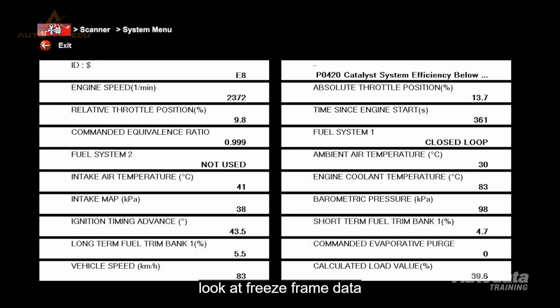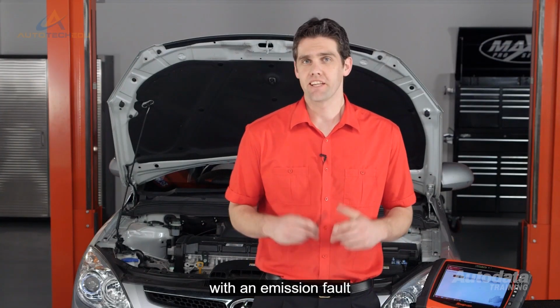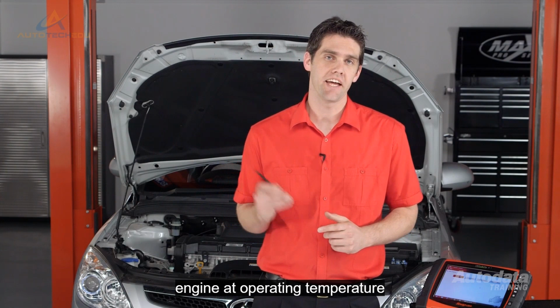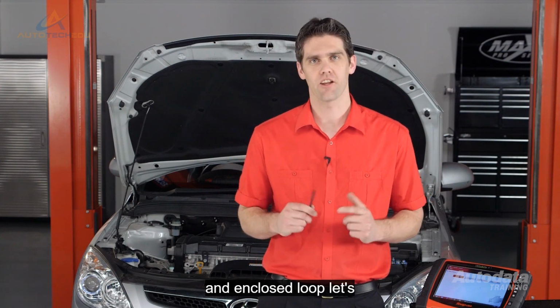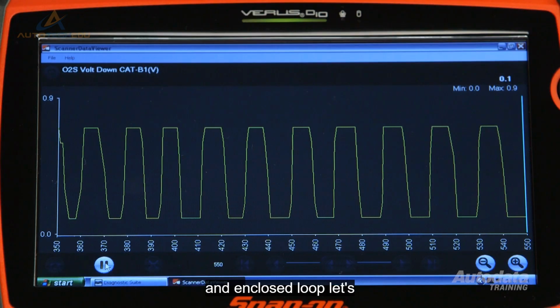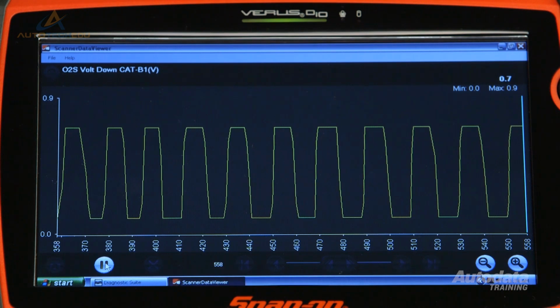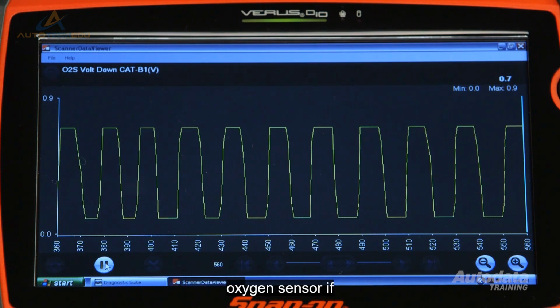Take the time to look at freeze frame data, as this information is vital when diagnosing. Because we're dealing with an emission fault, we need to have the engine at operating temperature and in closed loop. Let's look at the live data. I've selected the downstream oxygen sensor.